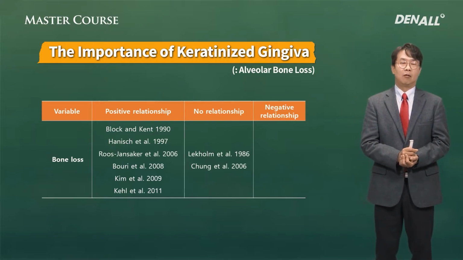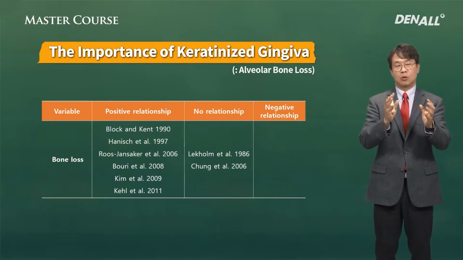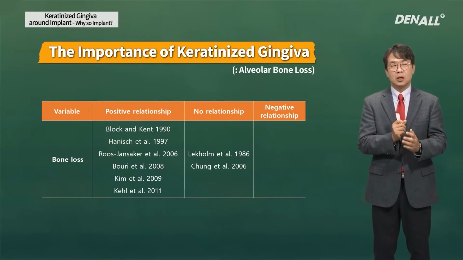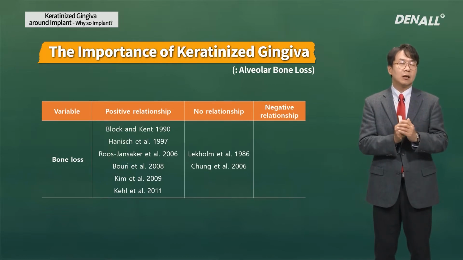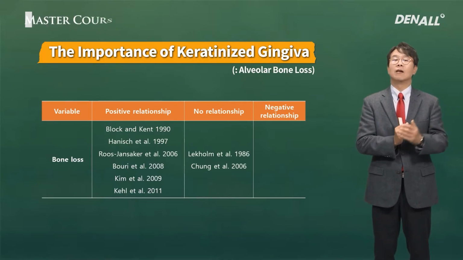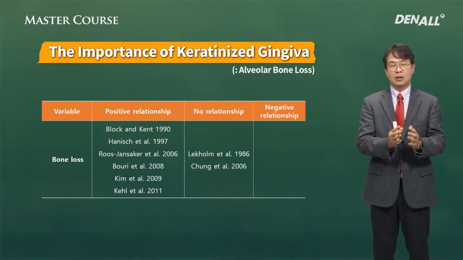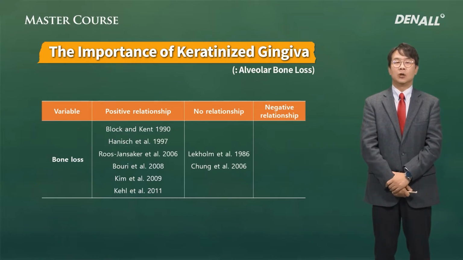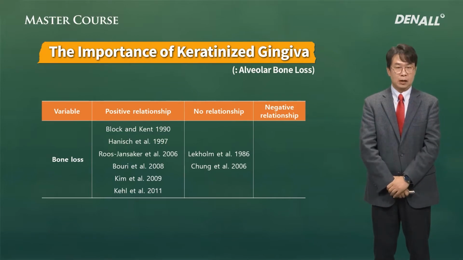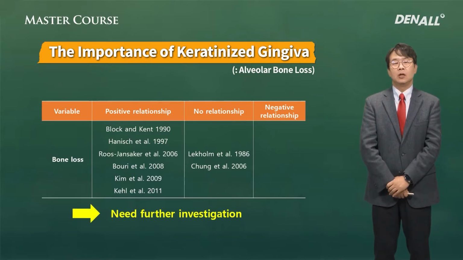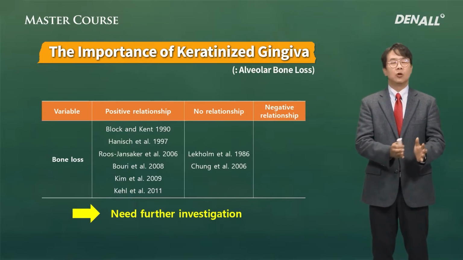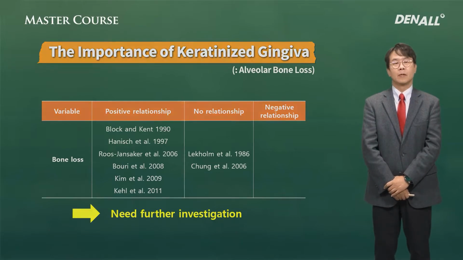Regarding alveolar bone loss, there can be controversy, but still, more investigators are supporting a positive relationship between keratinized gingiva and alveolar bone loss. This is similar to the previous case of gingival recession. However, it is very hard to reach a conclusion looking at just one side. Therefore, it requires further investigation.